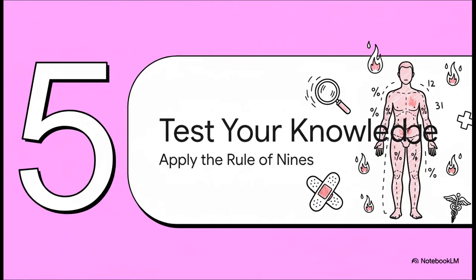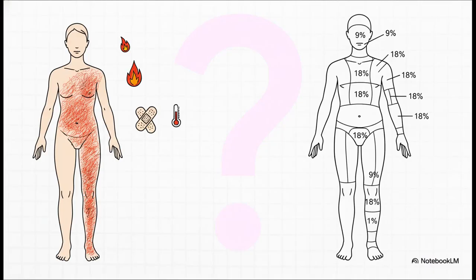All right, time to put it all together. You've seen the theory, now let's run through a quick practice scenario so you can apply the rule of nines yourself. Okay, here's the situation. Your patient has second-degree burns covering their entire anterior torso, so that's their chest and their abdomen. They also have a mix of second and third-degree burns on their entire right leg. Go ahead, take a second, use the rule of nines, and calculate the TBSA.